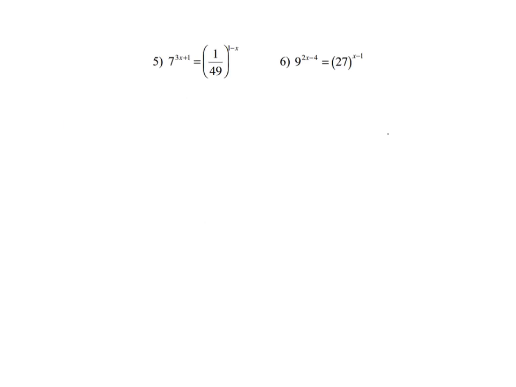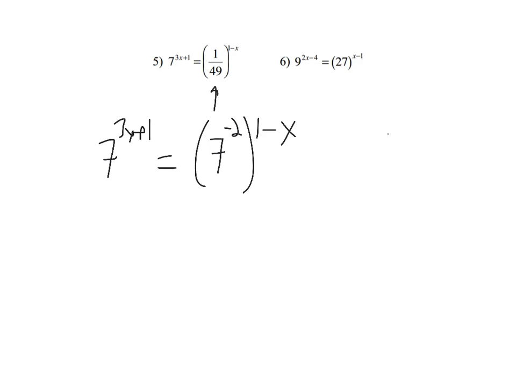Okay, so for number 5, we're going to do a similar kind of trick with the 1 over 49, because I know that 7 squared is 49, so I'm going to think of that as 7 to the -2. And then, of course, that's getting raised to the 1 minus x. And if we remember back from the work from Algebra 1 and from Algebra 2, when you raise powers to powers, you multiply those exponents.